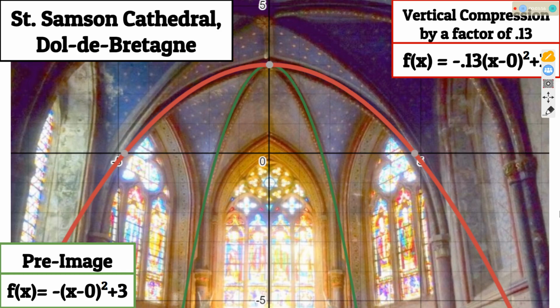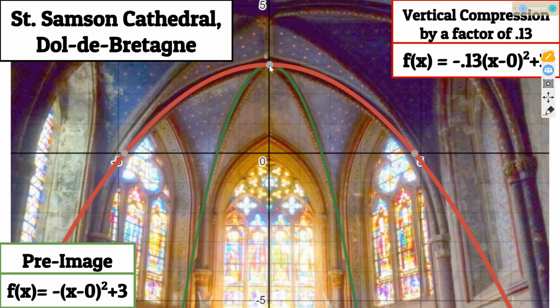And so now when we go inside this cathedral, St. Samson Cathedral, there will be a label of that. And you can see that this time I wanted to do a vertical compression by a factor of 0.13. So to do my vertical compression, I wanted to show a narrow parabola that would be getting wider, and that was the idea of a vertical compression. So we can see that in this case, the pre-image is represented in green, and the transformation of this, the only difference between these equations, they have the vertex at the same location. So notice that's one requirement of getting the vertical compression.